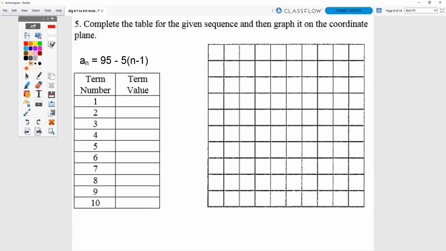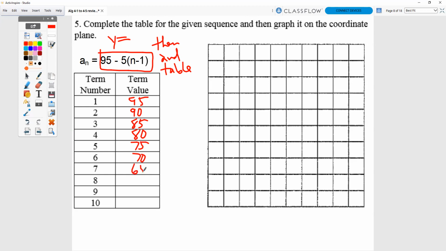For the second one, this time we have an arithmetic sequence. Again, type this right into your y equals, and then second and table for your points. So when you type it in, you get that 1 is 95, and then we have 90, 85, 80, 75, 70, 65, 60, 55, and 50. And I got those right from the table.